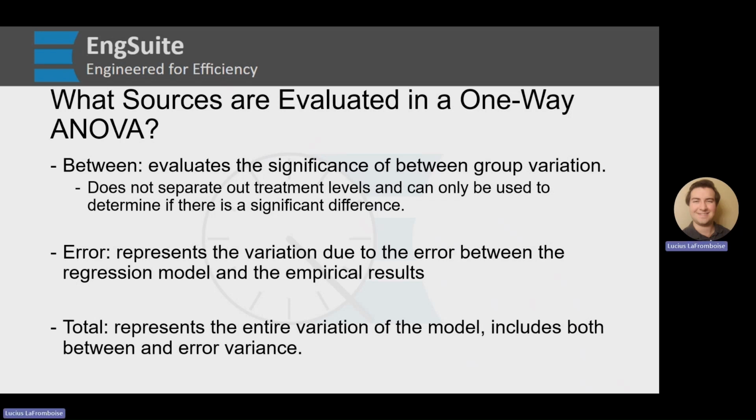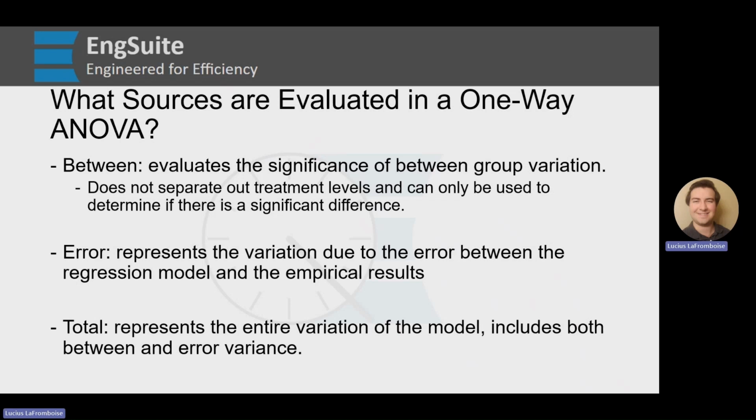Error represents the variation due to the error between the regression model and the empirical results. Now, in certain special ANOVA cases, such as the two-way gauge R&R, error is the repeatability. So different ANOVAs do different things. They all have the same math, but how you use them is different based on what you're really looking at. And that's a really important thing about ANOVA: you really need to understand what you're doing, what you're looking into, to know what the results mean. And we'll get into that too.